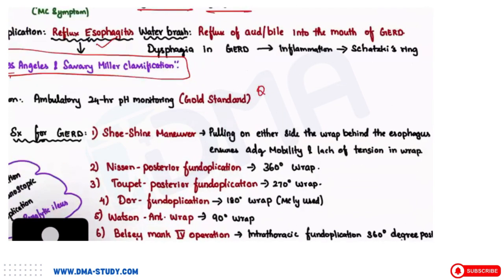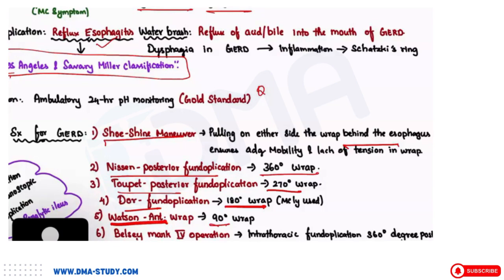One is your shoeshine maneuver. You pull on either side of the wrap behind the esophagus, check for adequate mobility, and make sure there is no tension. So Nissen fundoplication is a 360 wrap, Toupet 270, Dor 180, Watson anterior 90. Very, very important is this degree of wrap: Watson 90, Dor 180, Toupet 270, Nissen 360.